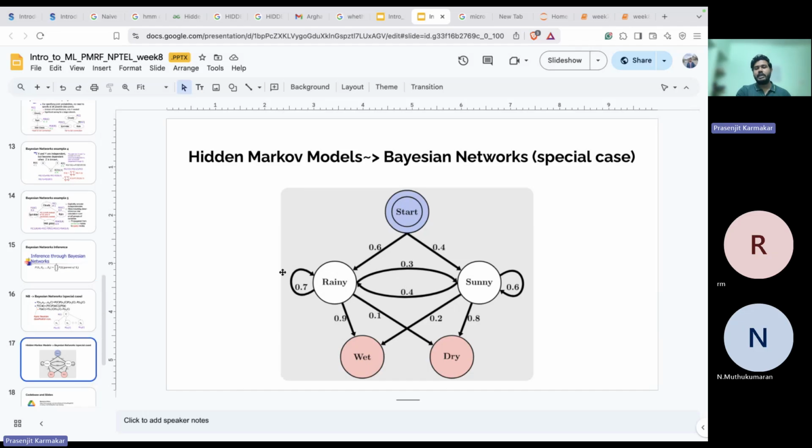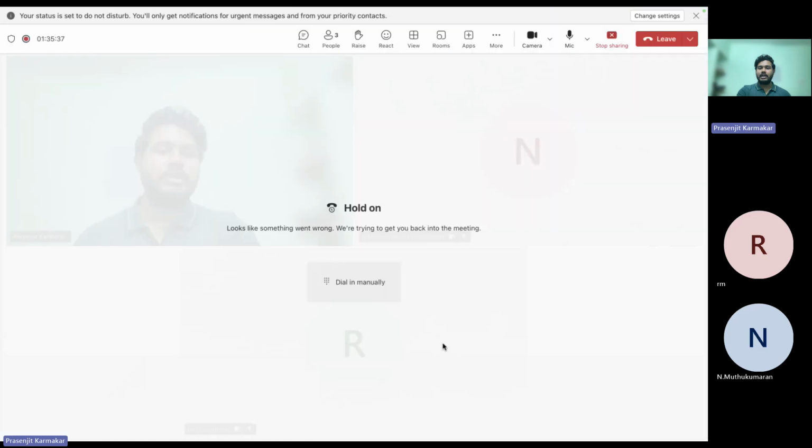For example, rainy given rainy: what is the number of instances where it rained for two consecutive hours? Or what is the probability of the weather being sunny for two consecutive hours? Similarly, what is the probability of moving from a sunny hour to a rainy hour? So you can compute these probabilities from data.